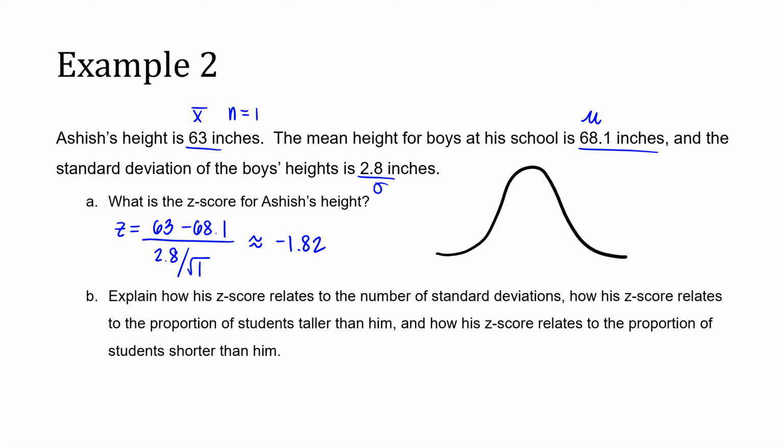On a normal distribution curve, where would Ashish's height be? If he has a z-score of negative 1.82 and we know that the mean is going to be at 0, that would be negative 1.82 standard deviations away from the mean. Explain how his z-score relates to the number of standard deviations. Like we previously said, Ashish's height is 1.82 standard deviations below the mean height.